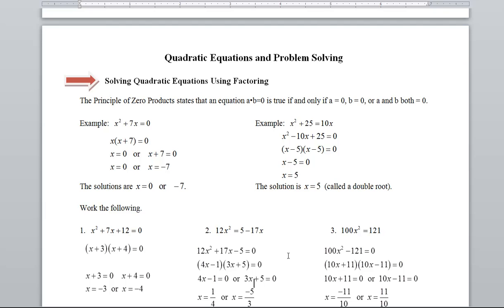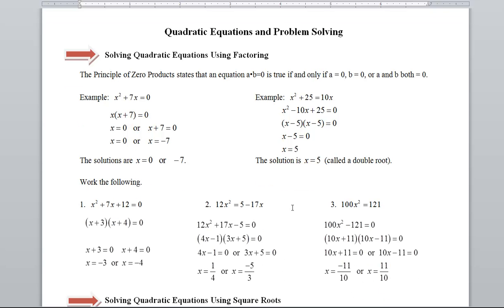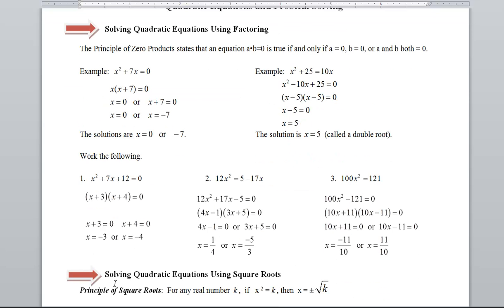So that's how you solve quadratic equations by factoring. And I will have specific ways that I want you to do problems. Your instructor might also. So that's the first way. The second way on this particular video is solving quadratic equations using square roots.